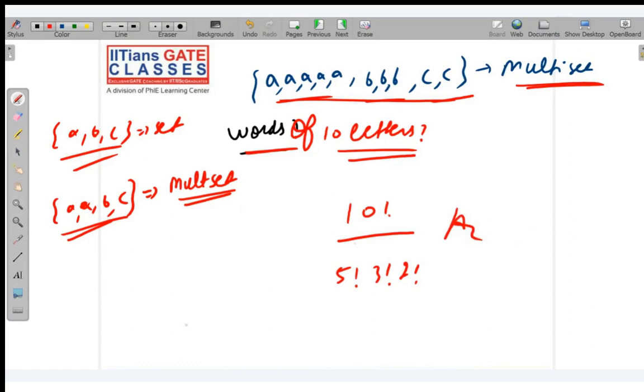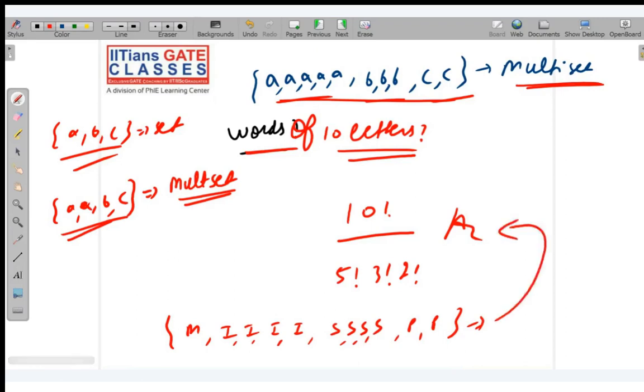So it's just like Mississippi, na? So we have say 1 M, 4 I's, and then 4 S's and 2 P's. So how many jumbled words? Okay, so it is just like the Mississippi problem only. So the answer is 10 factorial divided by 5 factorial, 3 factorial, 2 factorial.